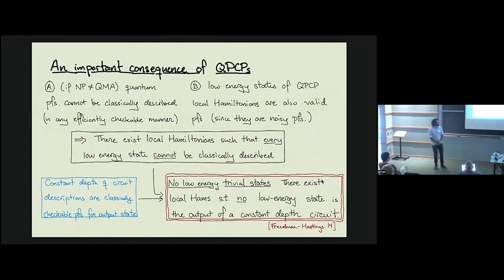previously open conjecture by Freedman and Hastings in 2014 called the no low energy trivial states conjecture, which stated that there must exist local Hamiltonians such that every low energy state requires a high depth quantum circuit to generate it, or the opposite statement that no low energy state is the output of a constant depth circuit. So this red box statement is the consequence of the previous 2 statements. The first one says that generically quantum PCPs necessitate a statement of this nature, and the second one is that these constant depth quantum circuits are nice ansatz for classical proofs for quantum systems.